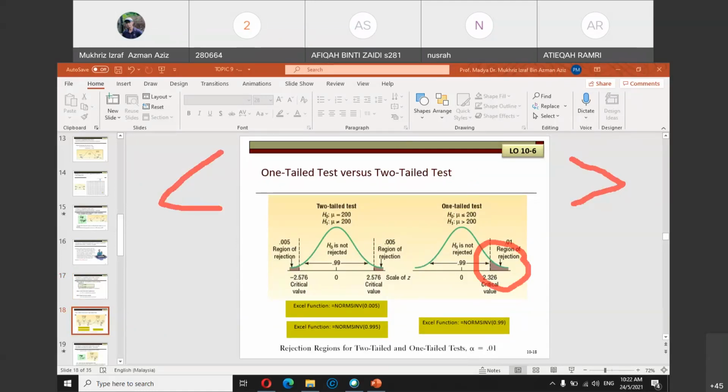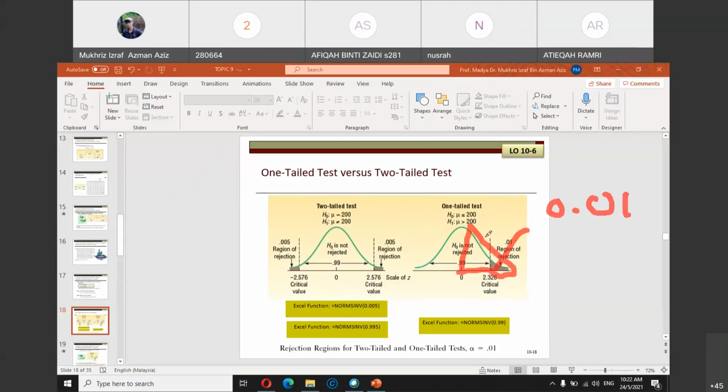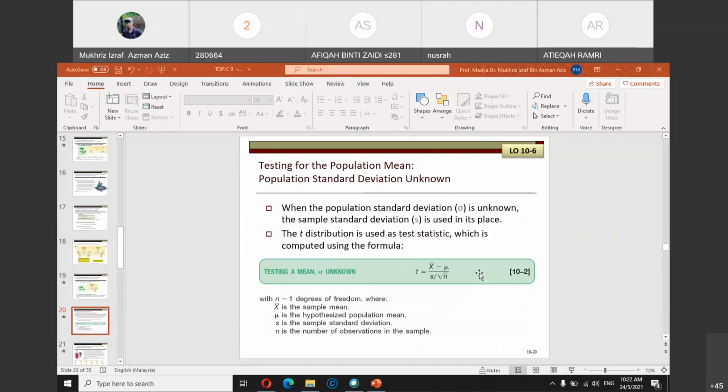In this example we are doing one tail on the right, so the area of rejection of 1% will be this area, 0.01. If you split the graph into half, the total will be 0.5 minus 0.01, so this area will be 0.49. You check the Z table for the value of Z closest to 0.49. That will be your critical value, and you should get 2.33. Of course, the slide gives you 2.326, but you can use 2.33 as shown from the table.